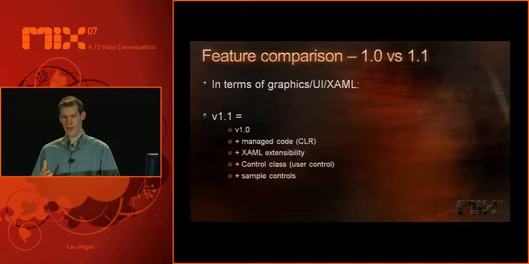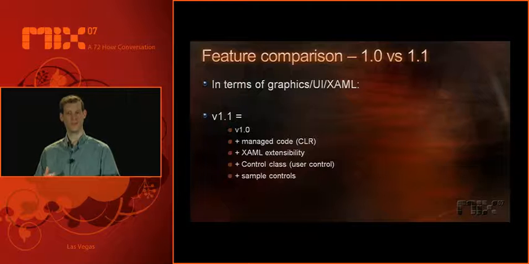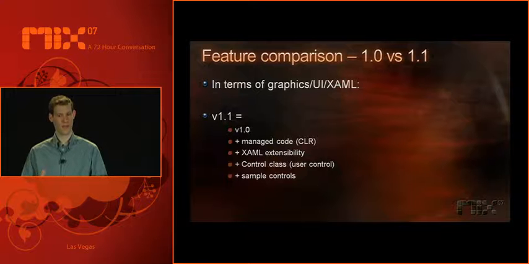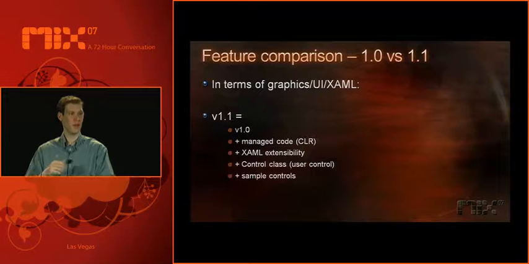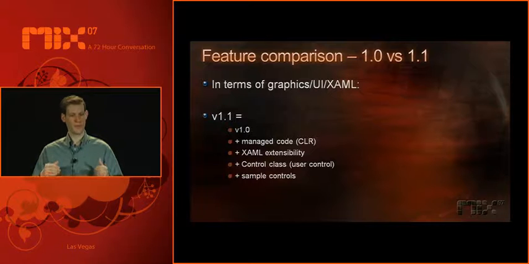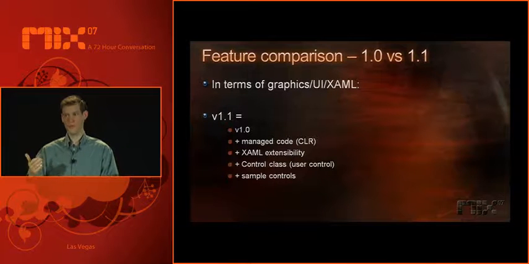So I've told you a lot about what we're doing today in Silverlight, what's available today in the 1.1 alpha. I wanted to talk a little more about some of the other features we have coming down the line, as well as a comparison between 1.0 and 1.1. Just limiting myself for the moment to the graphics and UI space, what's the difference between 1.0 and 1.1? Well, 1.1 has everything in 1.0, plus it has managed code.